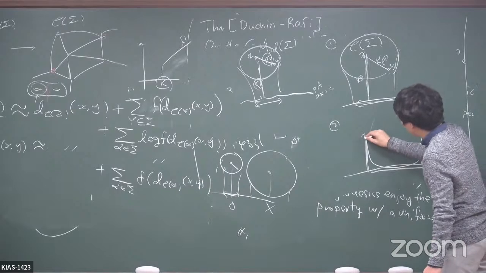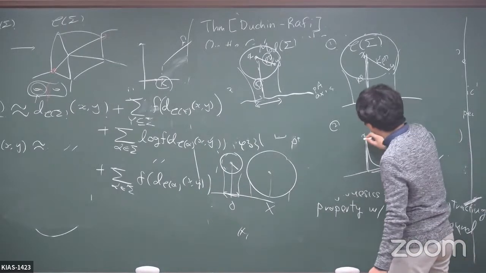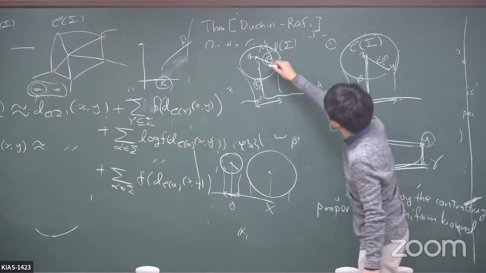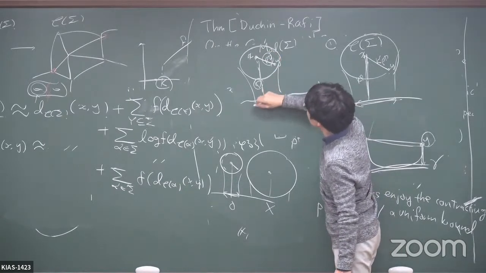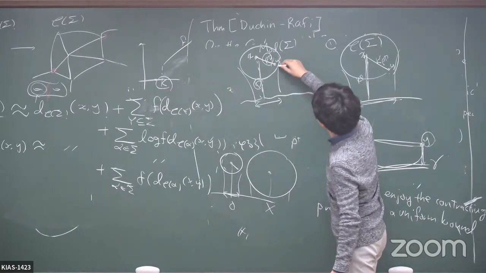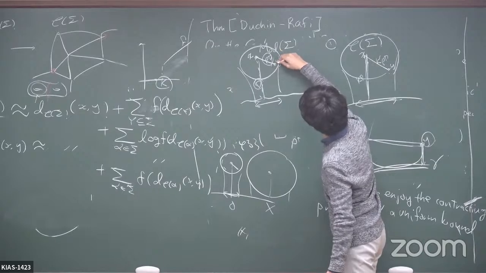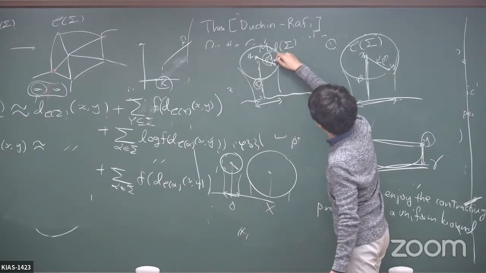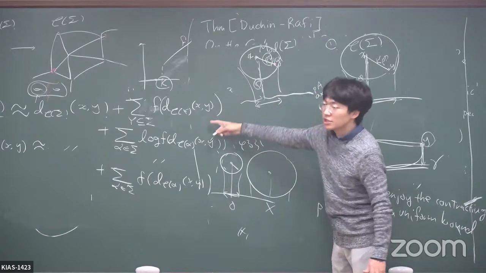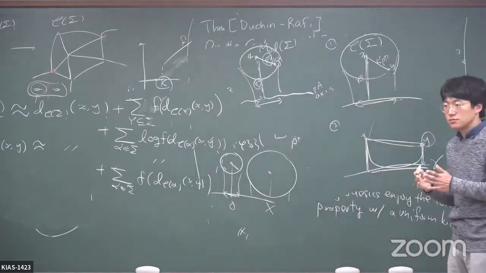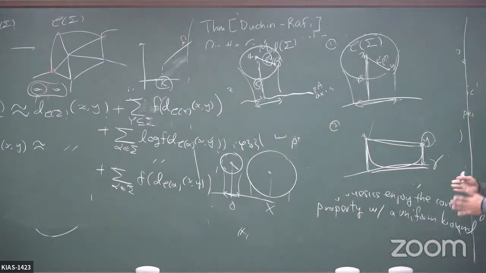However, if you have, so for this distance, you have contribution from this one, whereas for the distance formula from Y to gamma, the corresponding terms are considerably smaller, because, yeah, that's basically how it's proven.